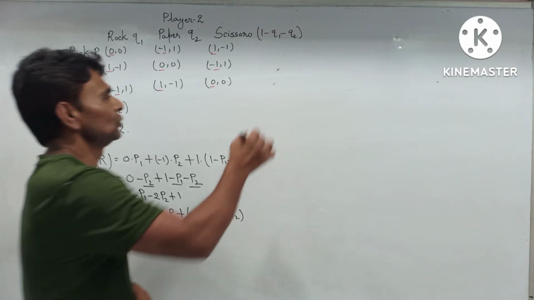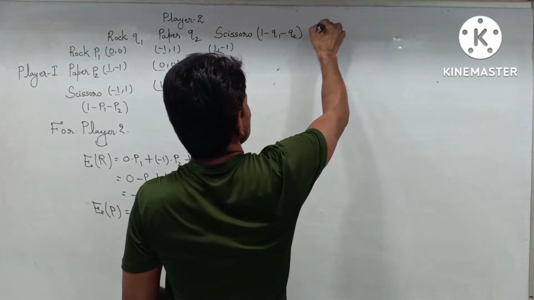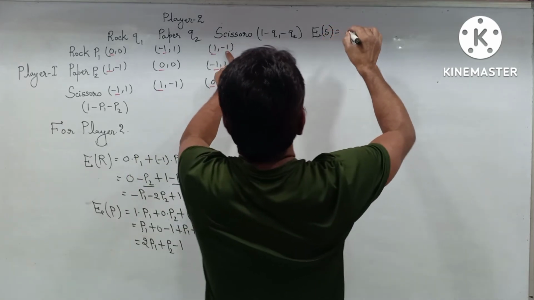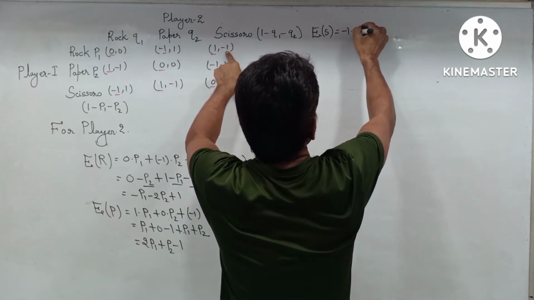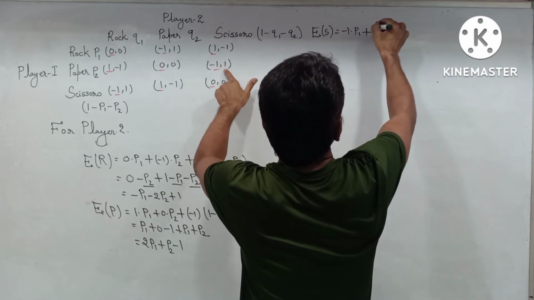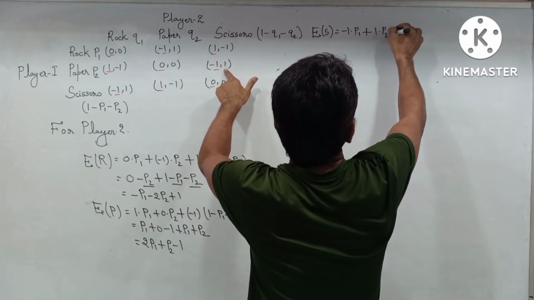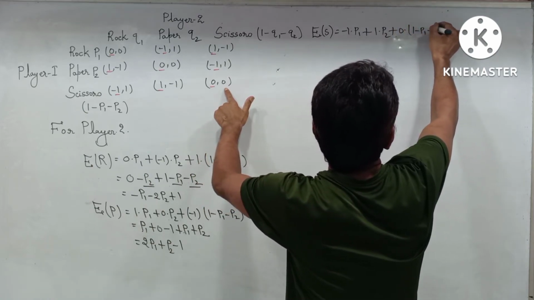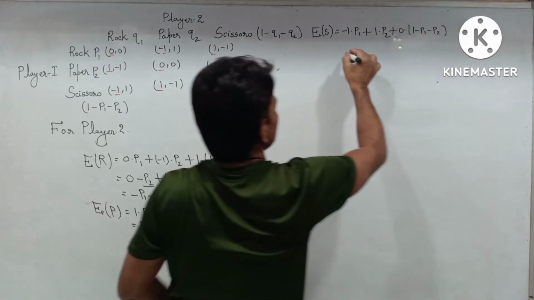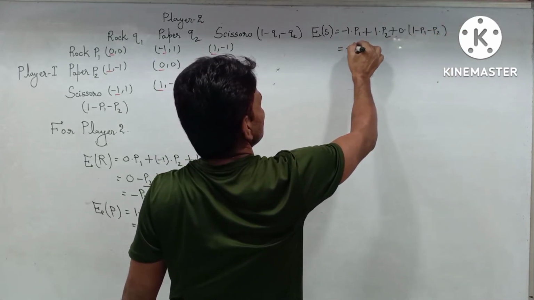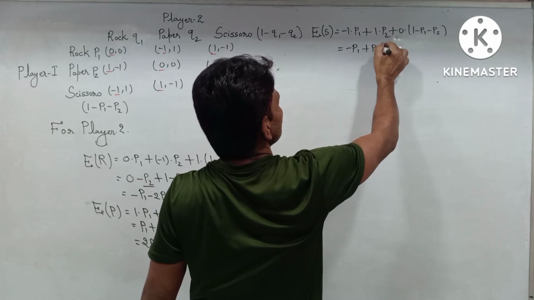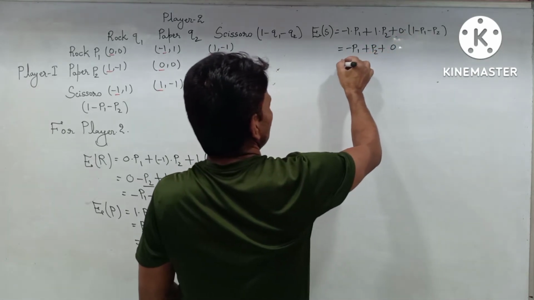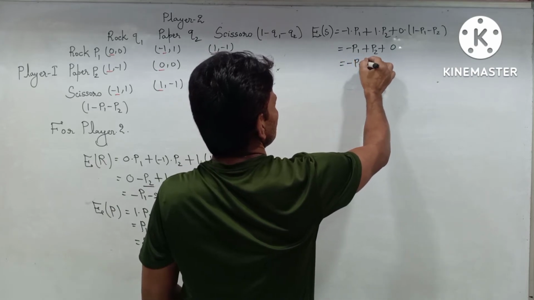Now we need to calculate the expected value of scissors: minus 1 into P1, 1 into P2 plus 0 into 1 minus P1 minus P2. It becomes minus P1 plus P2. If multiplied by 0 it becomes 0. Now we get minus P1 plus P2.